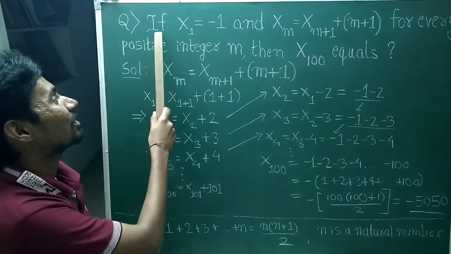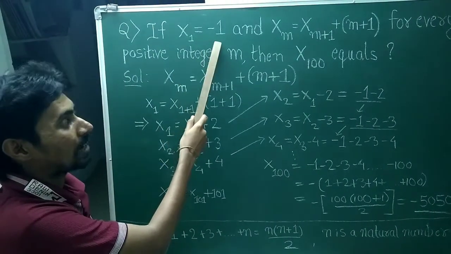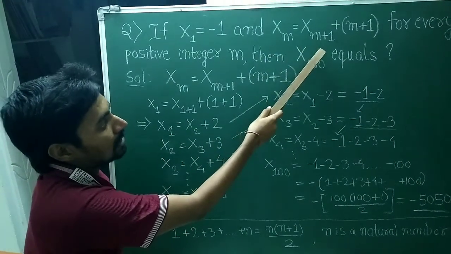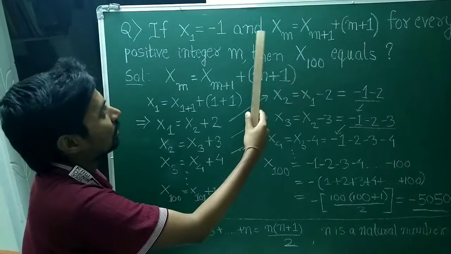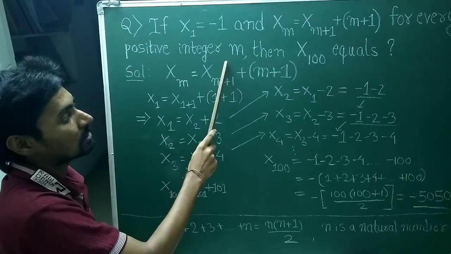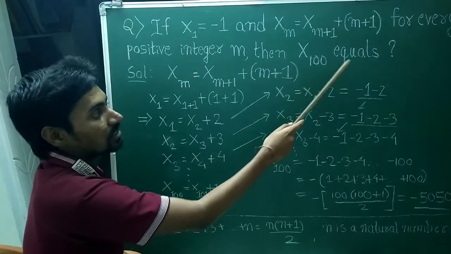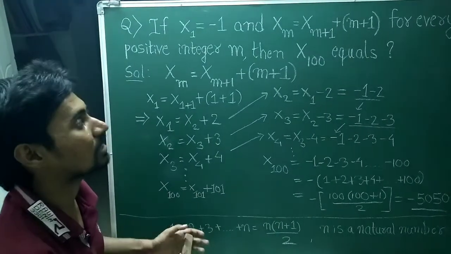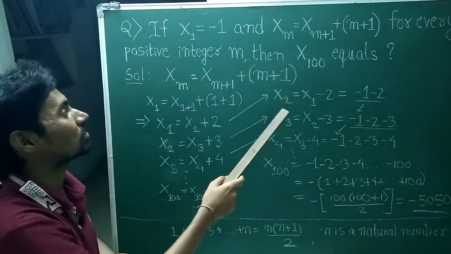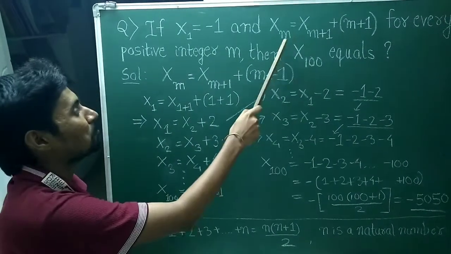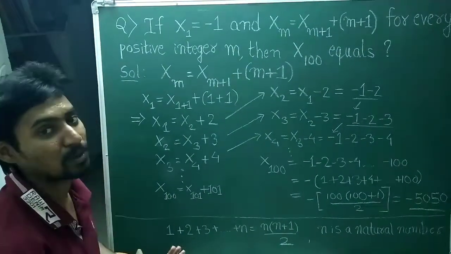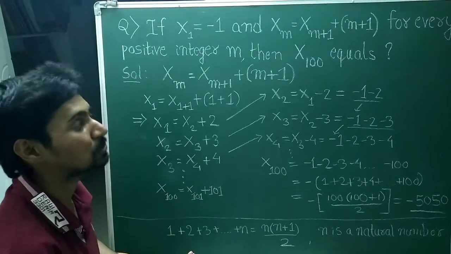The question is, if x1 equals -1 and xm equals xm+1 plus m plus 1, a generic form they have given, for every positive integer m, then x100 equals what? We need to find the value of x100 given this generic case and the value x1 equals -1, and we need to keep in mind that m is a positive integer, so it can't be 0 or any negative integer, it's only a positive integer.